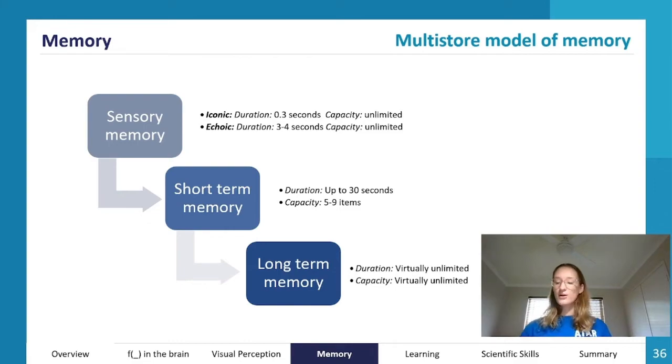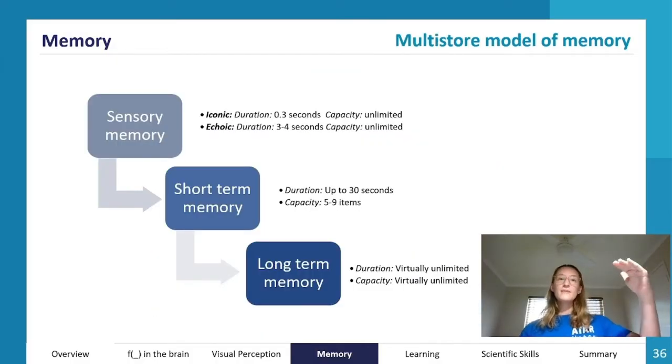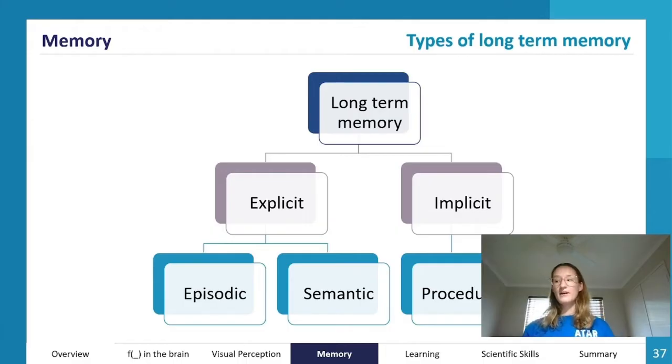So moving on, next we actually have types of long-term memory. We actually do have a few types of long-term memory that we're going to have a look at. So looking back here, we have our sensory memory, our short-term memory, and our long-term memory. And now we're going to have a look at our types of long-term memory. So at the top of our diagram, you'll see that we have long-term memory. The two sub-branches from there are explicit long-term memory and implicit long-term memory.